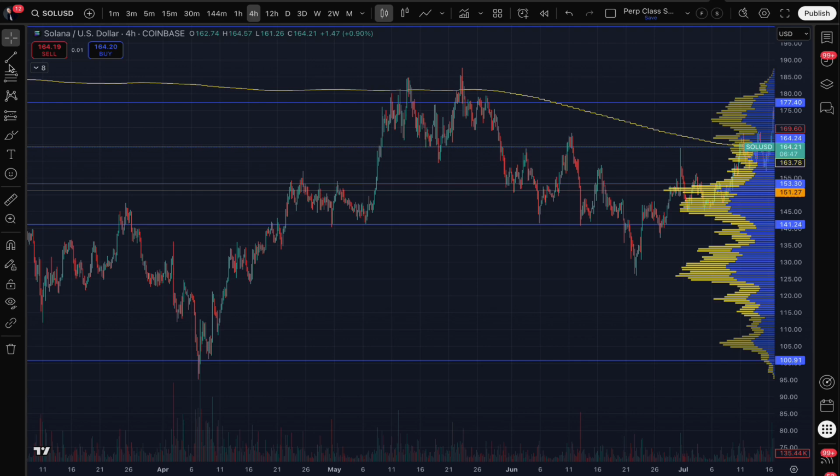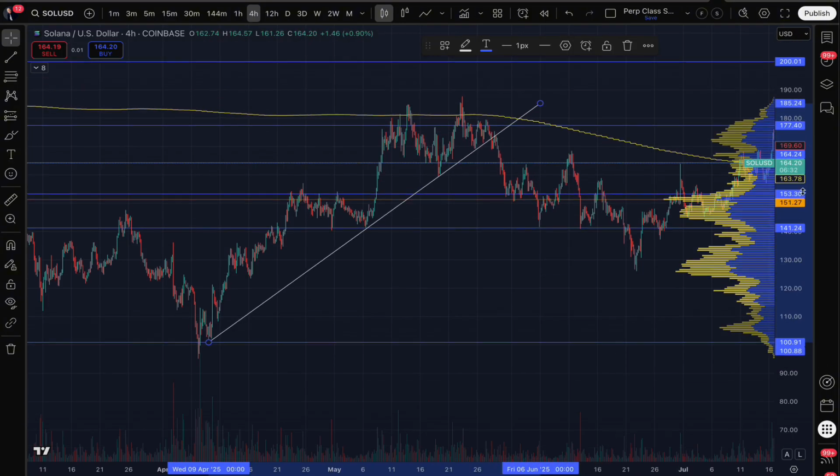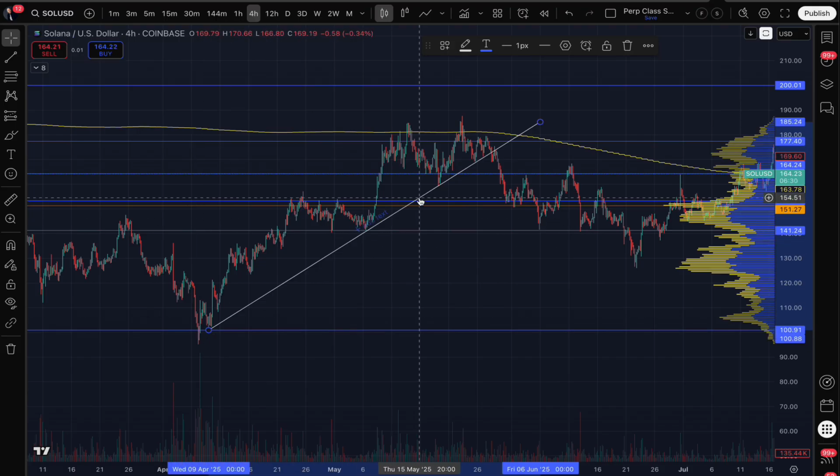Now, the next kind of support and resistance we can draw in are trend lines. And trend lines are support or resistance lines that we put on the price action. And if we're just looking at this bounce in Solana from the 7th of April to the end of May there, you can see this is our underside trend line.